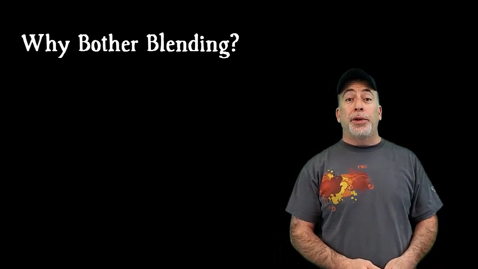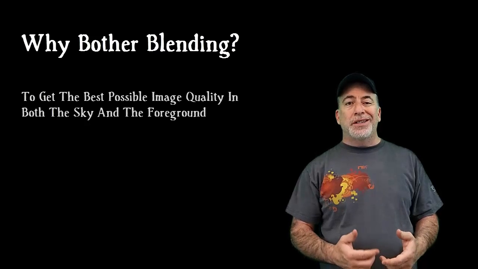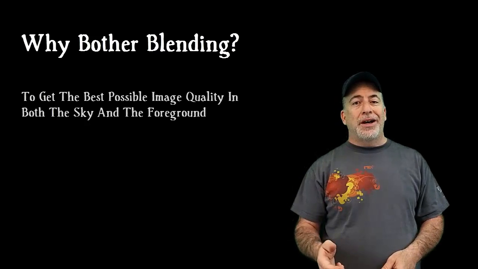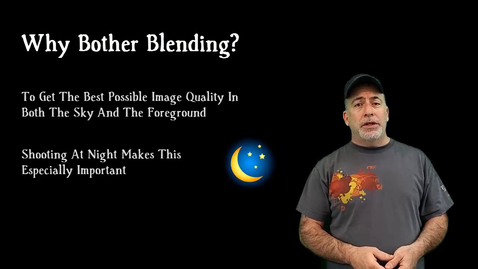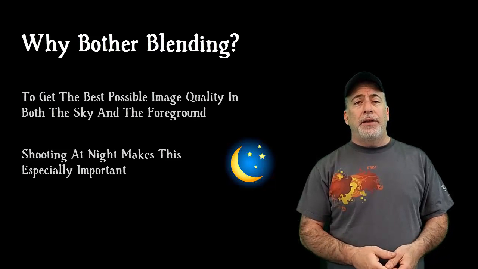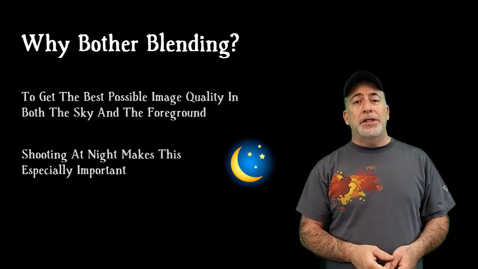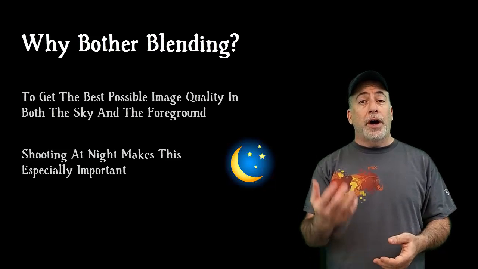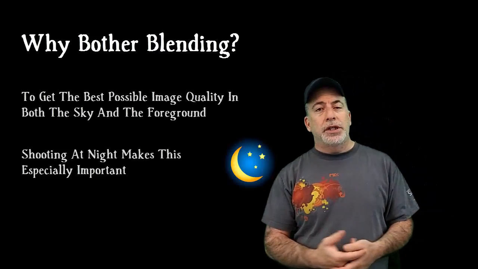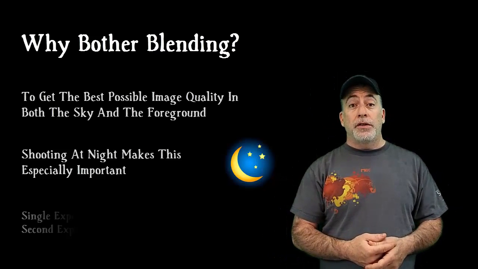Why would I even bother blending? Well, that's a really good question. And the answer is that I want the best possible quality, not just in the sky, but also in the foreground. And what I find is that there's an especially big challenge when I'm shooting at night. And the reason is because one is there's lower light, and the other is because the stars are moving. And between the two of those, it really limits the amount of exposure time that I can work with, and it also means that I tend to work with higher ISO settings, which again translates to more noise and lower quality, especially in the foreground and in the shadows.